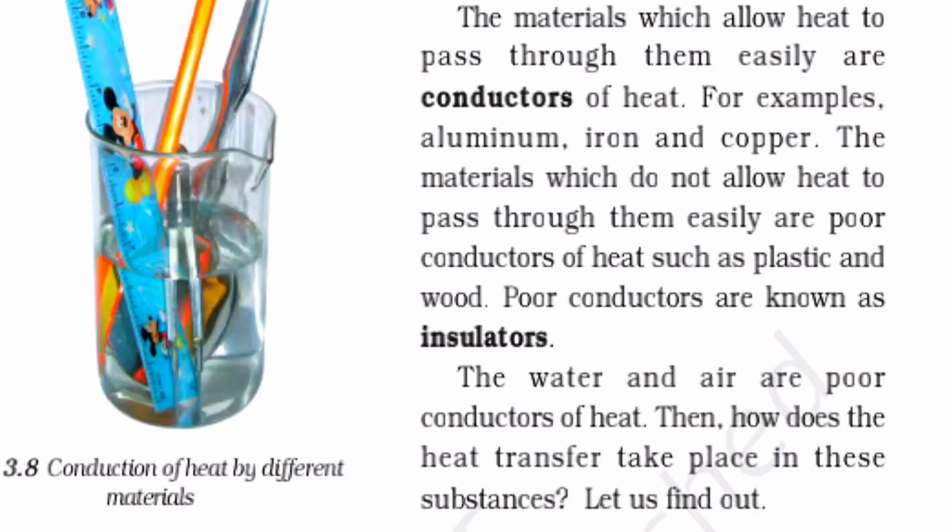The materials which allow heat to pass through them easily are conductors of heat, for example, aluminium, iron and copper. The materials which do not allow heat to pass through them easily are poor conductors of heat, such as plastic and wood. Poor conductors are known as insulators. Water and air are poor conductors of heat. Then how does heat transfer take place in these substances? Let's find out.